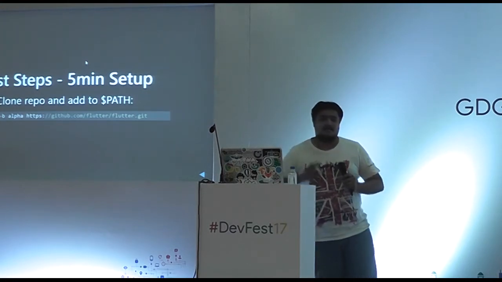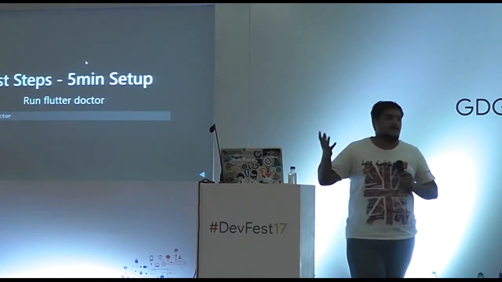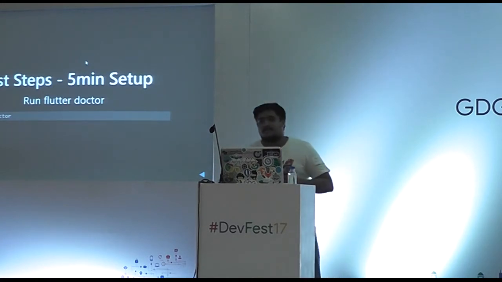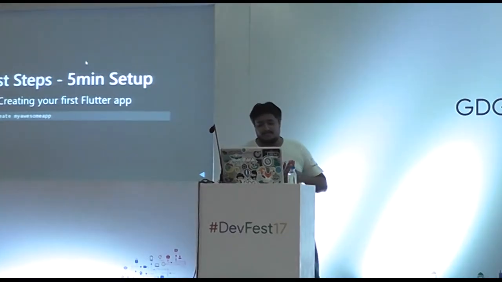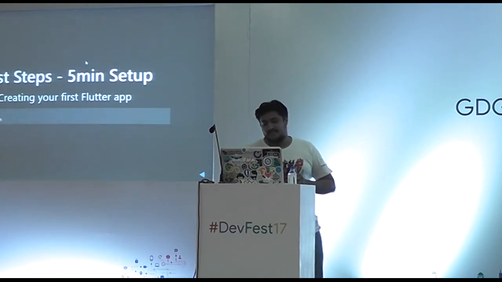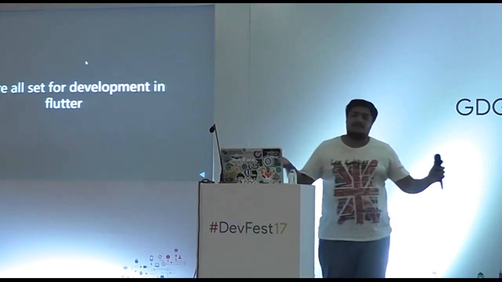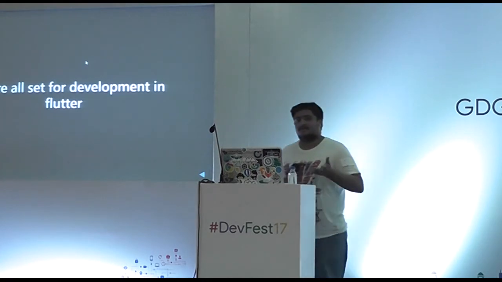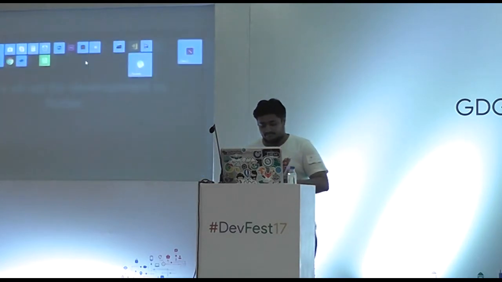You need to clone the Flutter repo. You need to add the repo to your path. After adding the repo to your path, you need to run a command called flutter doctor. It will download all the dependencies and anything that you need to make Flutter run. After that, you just create your first Flutter app. So you cd into the directory, you directly run the app, and you are set for development in Flutter. It takes around just 5 minutes to get you started developing in Flutter.